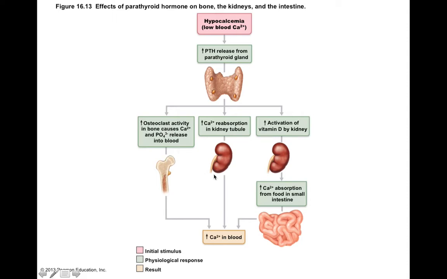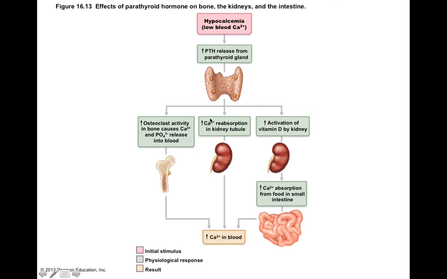Now, what we also see then is in the kidneys, parathyroid hormone increases reabsorption of calcium from filtrate, or what later becomes urine, so that sometimes calcium can be lost into urine, and by reabsorbing some of that calcium in your kidneys, you can prevent calcium loss in urine and help keep that calcium in your body instead of it being excreted.